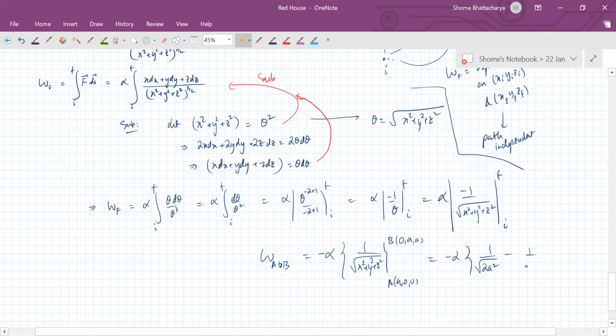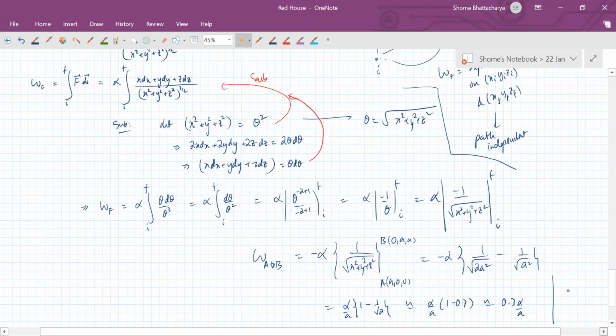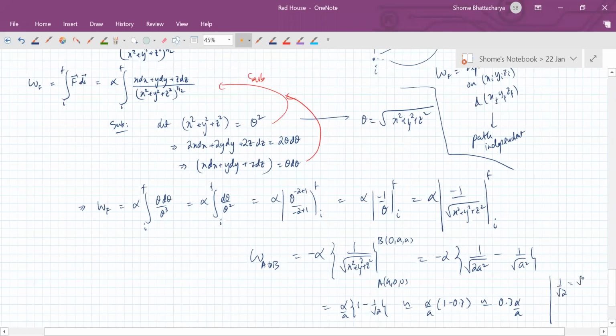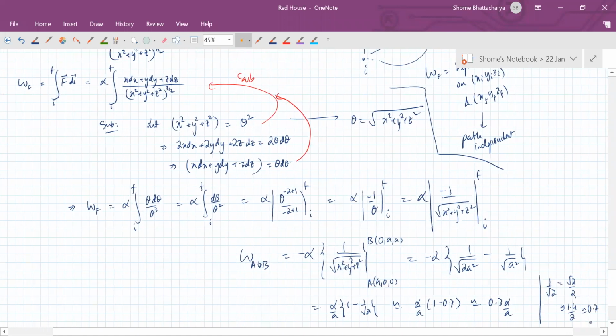the lower limit will become 1 upon square root of a square. To take the minus sign inside, and this will become alpha by a into 1 minus 1 by root 2. And you can rationalize the denominator and all that if you want, but you can just leave it like this. So this is approximately alpha by a into 1 minus 0.7 or approximately 0.3 times alpha by a. Because you can always take 1 by root 2 as root 2 by 2, which is approximately 1.4 by 2, or approximately 0.7. You can always do this type of calculation.